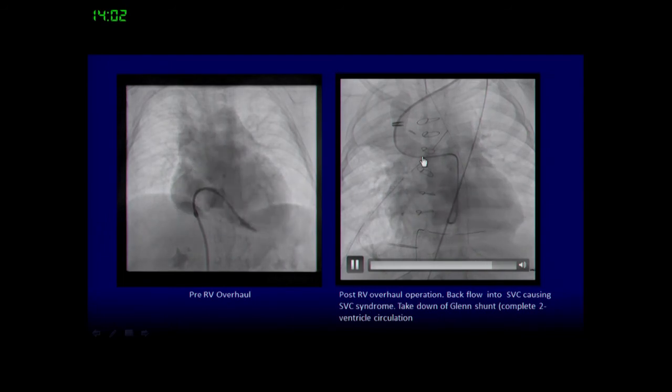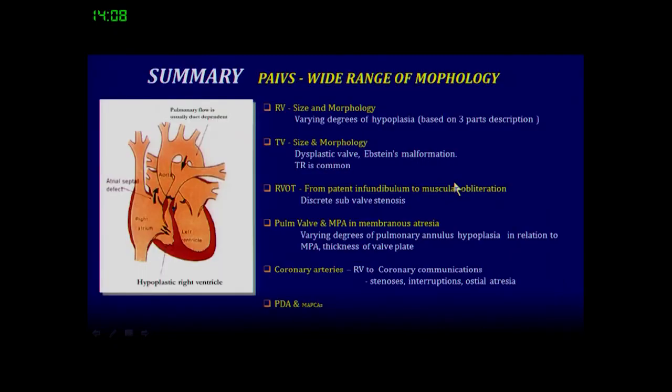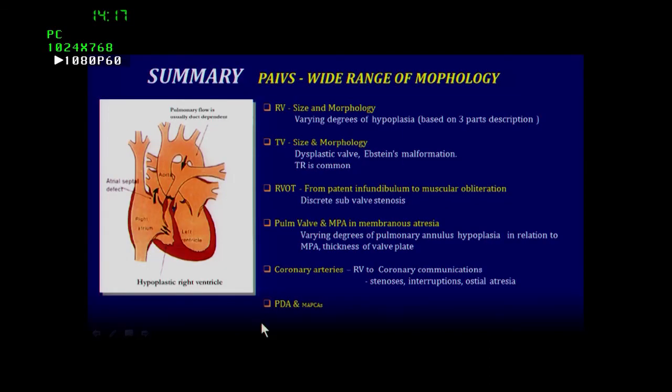But still, it is something which is very recent. There might still be problems as the patient grows, especially with regard to the outflow tract. So just in summary, PAIVS, the name may be simple, but I think the anatomy is not that simple because you can have multiple abnormalities, especially of the tricuspid valve, RVOT, the pulmonary valve, as well as the coronary arteries in those that have small right ventricle. And the PDA, too, is an important part of the evaluation.